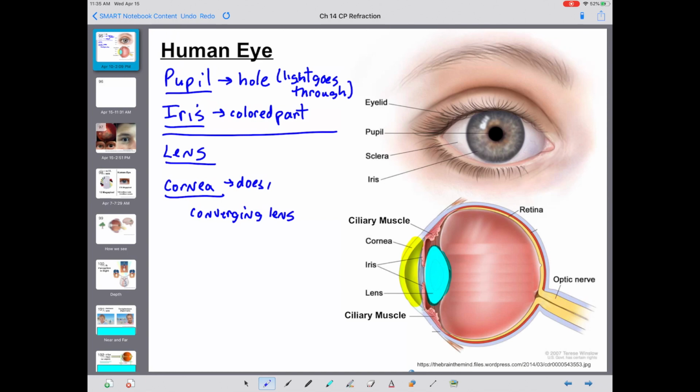The cornea does actually most of the refracting of the light. In other words, it gets the light traveling in approximately the right direction for you to be able to see. Then the lens does more of the fine focusing of the light to be able to get a clear, crisp image that forms on the retina at the back of the eye. Both parts are needed. Both parts have separate roles. If your cornea is not working correctly, you can't see clearly. If your lens is not working correctly, you cannot see clearly.